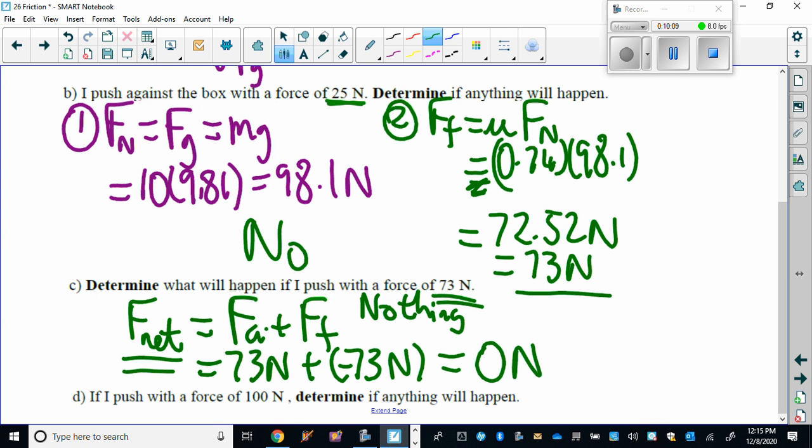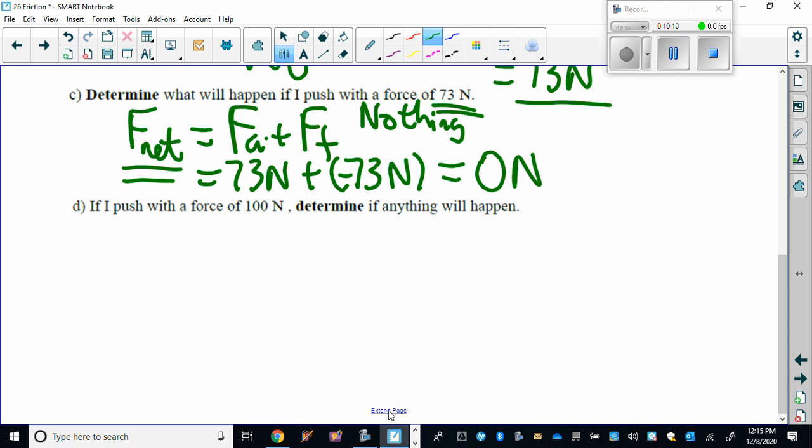Now we come to the last question, and the last question says if I push with 100 newtons of force, clearly we're past 73, so it's going to move this time. But what we have to acknowledge for this question, what makes this difficult, is that if it's going to move, everything else about the question has to change.